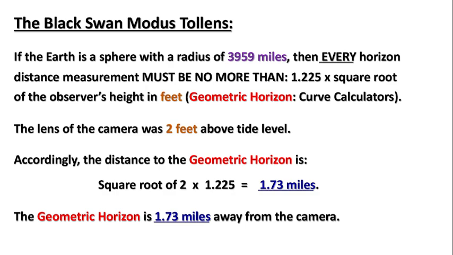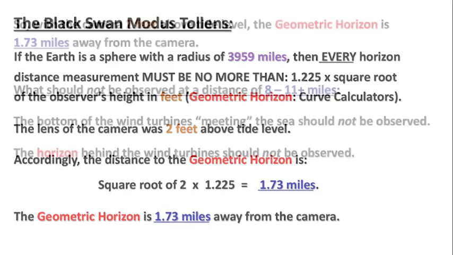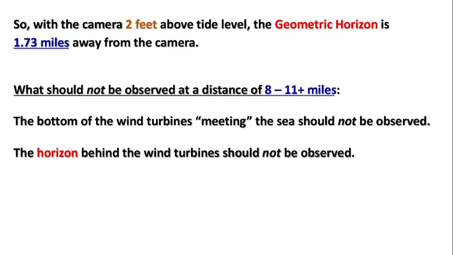The lens of the camera was 2 feet above the tide level. Accordingly, the distance to the geometric horizon is the square root of 2 times 1.225, which equals 1.73 miles. The geometric horizon is 1.73 miles away from the camera. So with the camera 2 feet above tide level, the geometric horizon is 1.73 miles away from the camera.